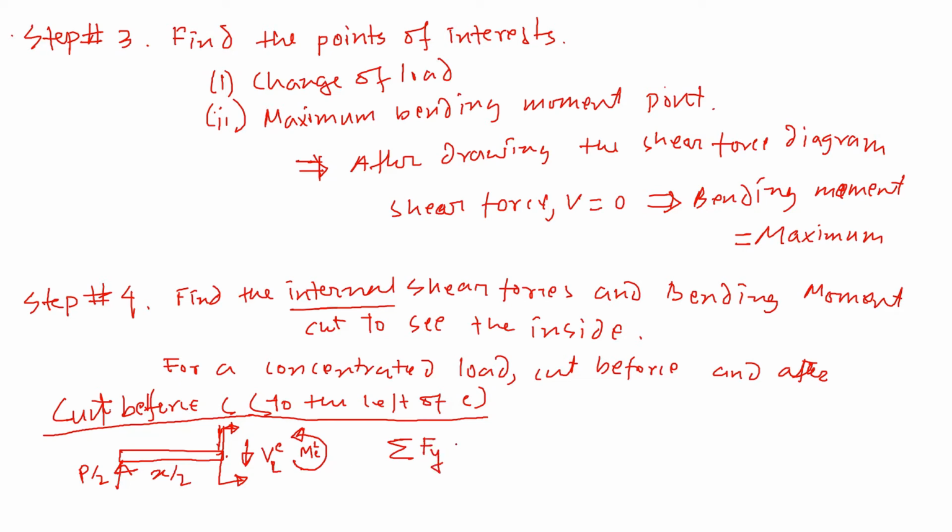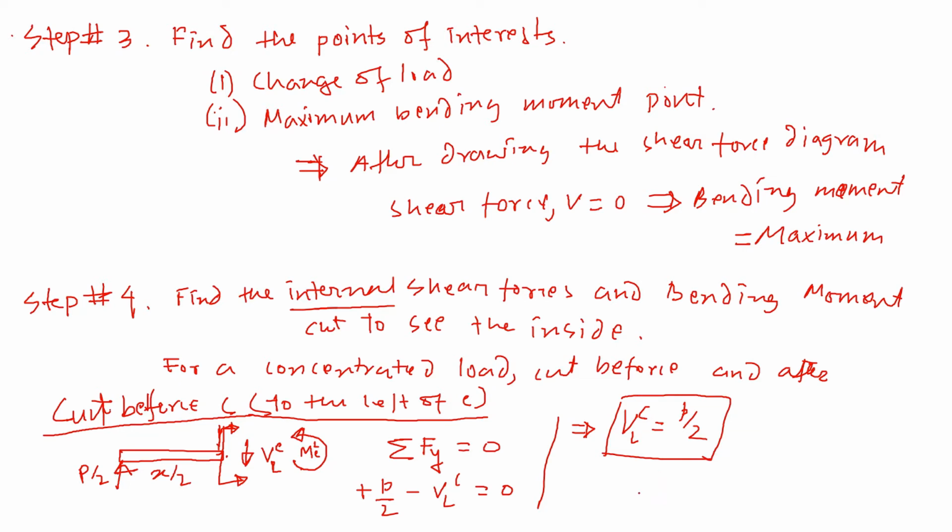Summation of Fy is equal to 0. So P by 2 is a positive force going upward, minus V_L going downwards, that's negative, is equal to 0. So V_L, slightly left to the point C, is equal to P by 2, like that. So we found that.